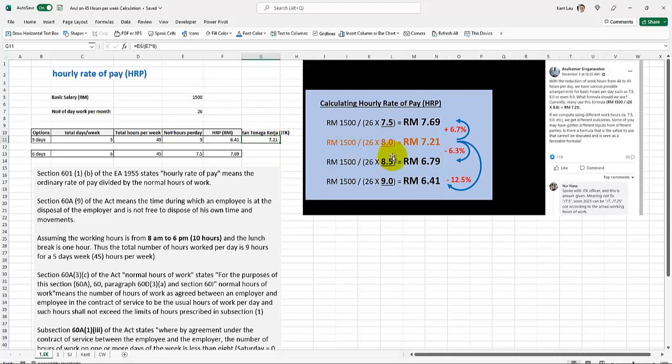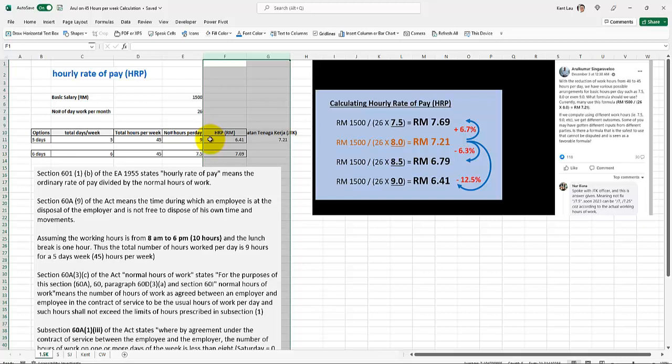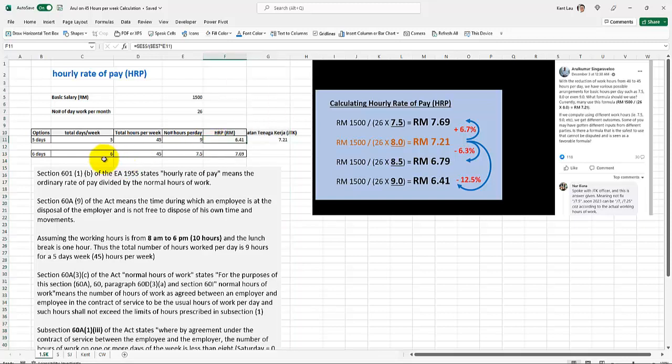So let's now talk about the 8.5. I have only 3 options here. Okay, that is talking about basic salary.